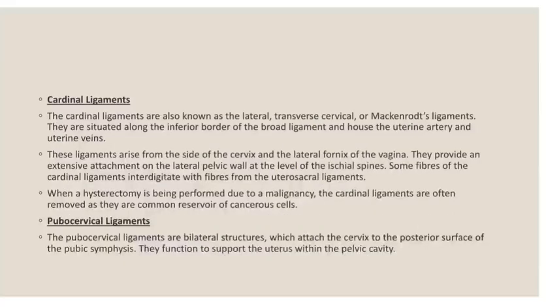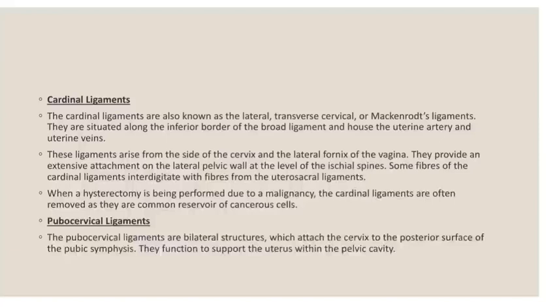Cardinal ligaments. They are also known as the lateral cervical or Mackenrodt's ligaments. They are situated along the inferior border of the broad ligament and house the uterine artery and the uterine veins. These ligaments arise from the side of the cervix and the lateral fornix of the vagina. They provide an extensive attachment to the lateral pelvic wall at the level of the ischial spines. Some fibers of the cardinal ligaments interdigitate with fibers from the uterosacral ligament. When a hysterectomy is being performed due to malignancy, the cardinal ligaments are often removed as they are a common reservoir of cancerous cells.